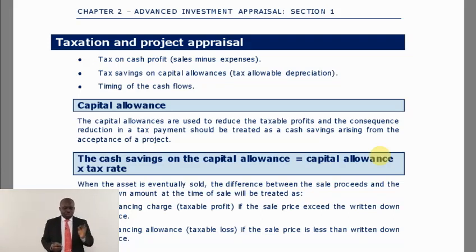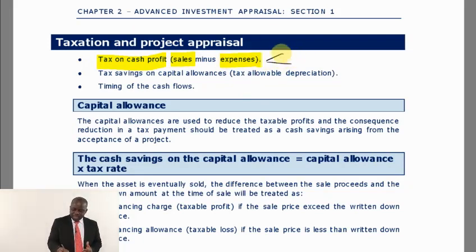Same way, when there is tax in the question, normally there are three things you would have to do in relation to the tax. First, get your tax on your cash profit. What is your cash profit? Your cash profit is your sales minus expenses. And what do we mean by expenses here? We need relevant expenses. Those relevant expenses will be the variable cost and specific fixed cost. We've already said that. General fixed cost is irrelevant. It's not part of it.